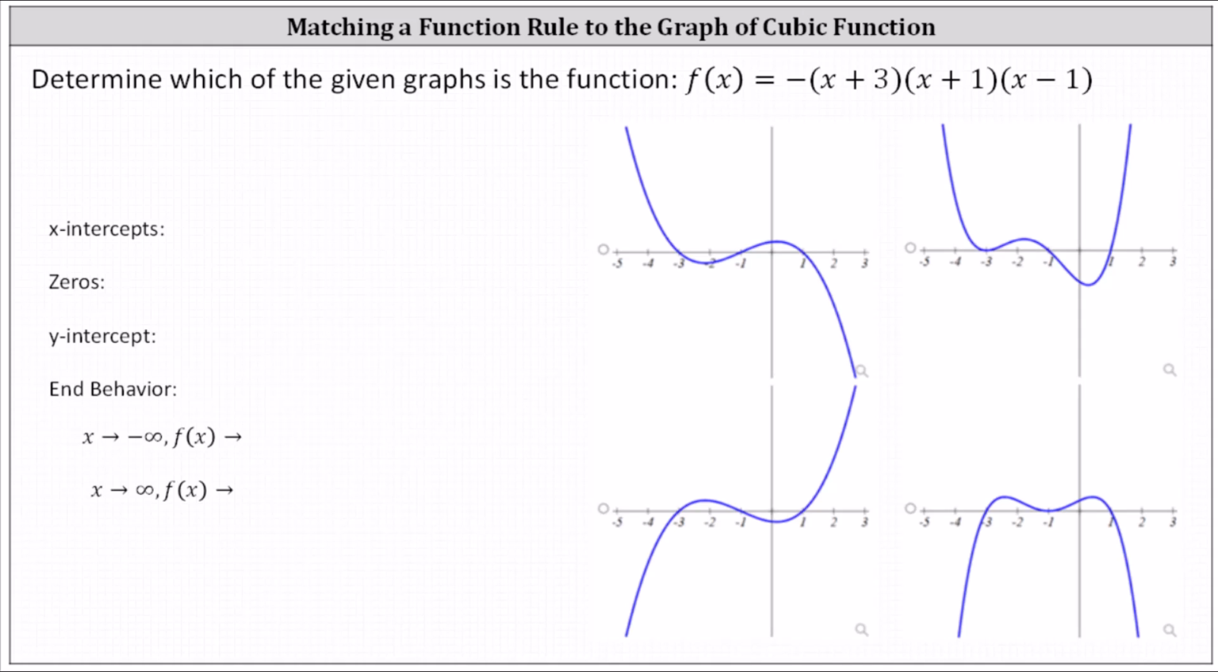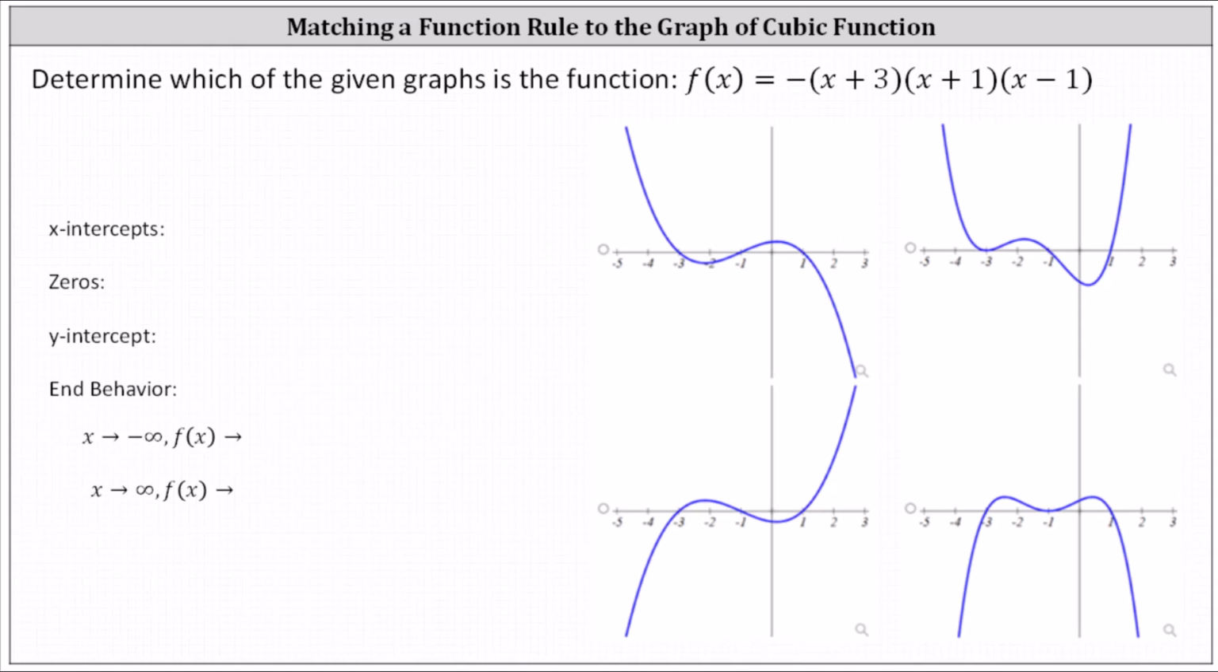Determine which of the given graphs is the graph where the function f of x equals the opposite of the quantity x plus 3 times the quantity x plus 1 times the quantity x minus 1. The point of this question is not to simply graph the given function with technology and then match the graph. The point is to discover some of the characteristics of the given function.